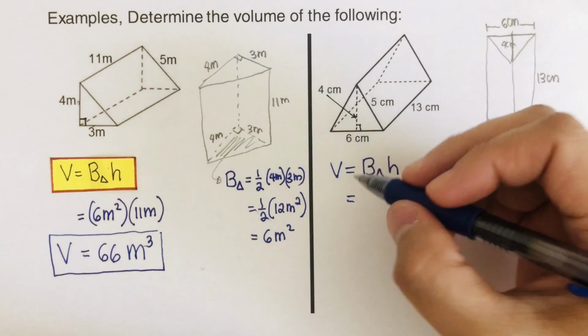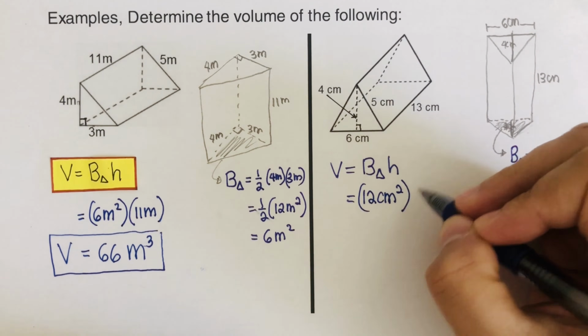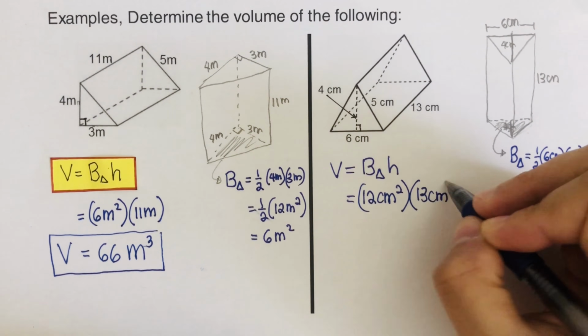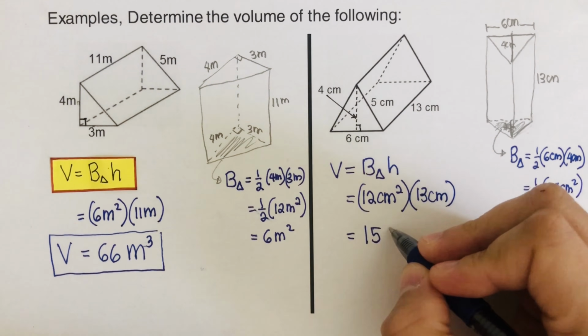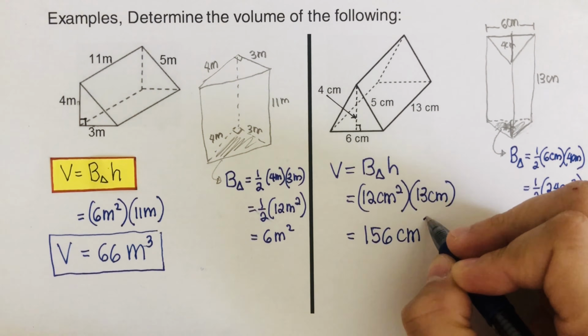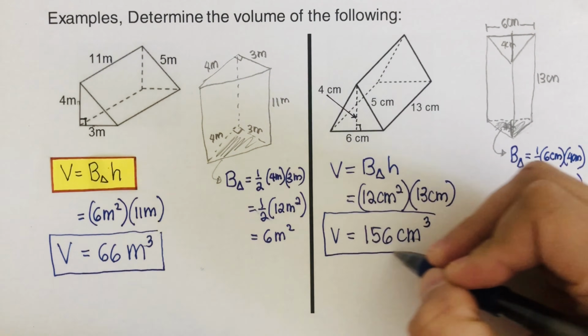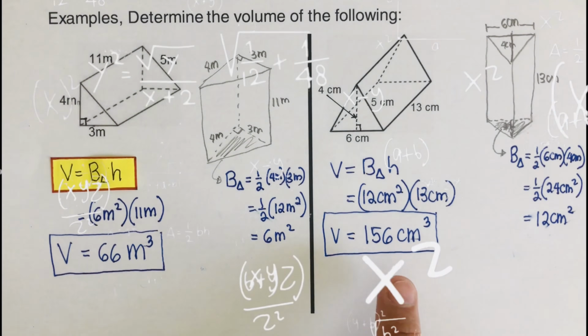So this is 12 centimeters squared times the height of the prism, 13 centimeters. So then we multiply these two together. This would come out to 156 centimeters cubed, or cubic centimeters. So this is the volume of this triangular prism. Did you get the same answer as this?